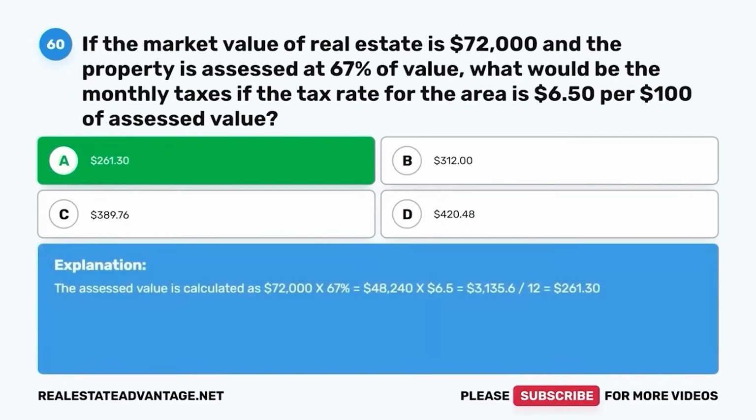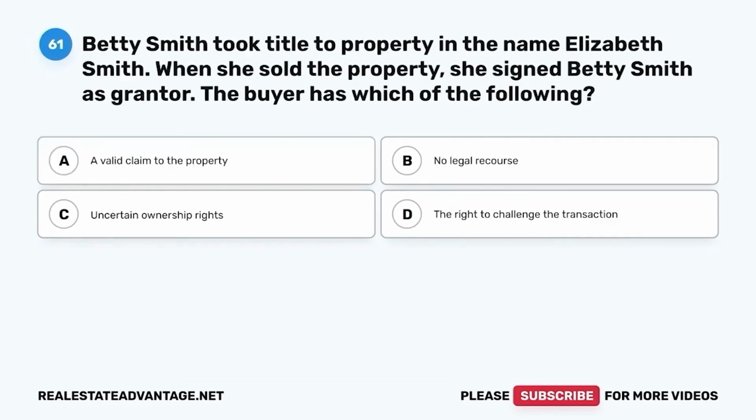$261.30. The assessed value is calculated as $72,000 times 67% equals $48,000. $240 times $6.5 equals $3,135.6 divided by 12 equals $261.30.